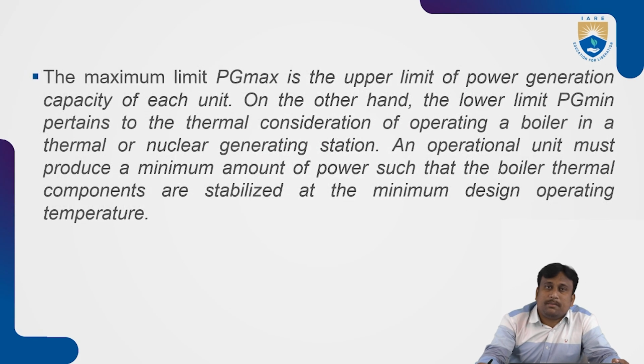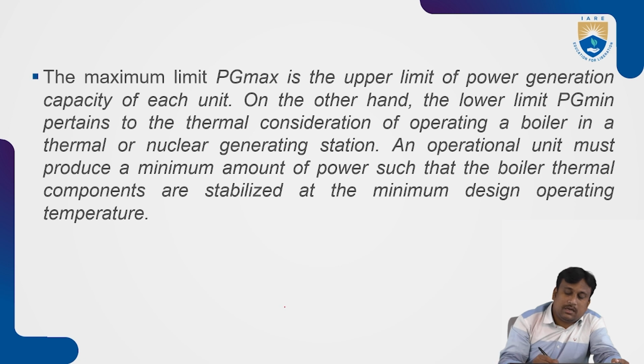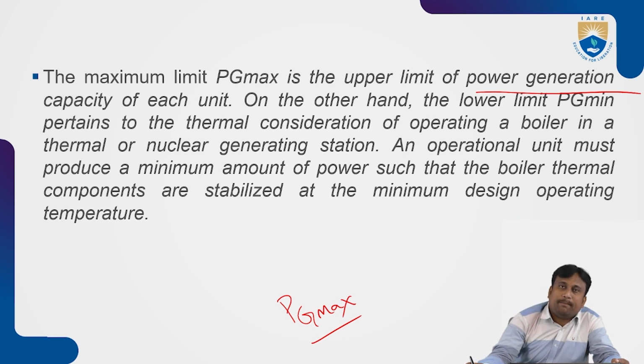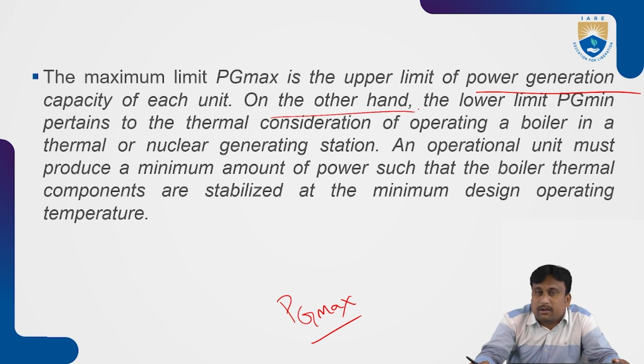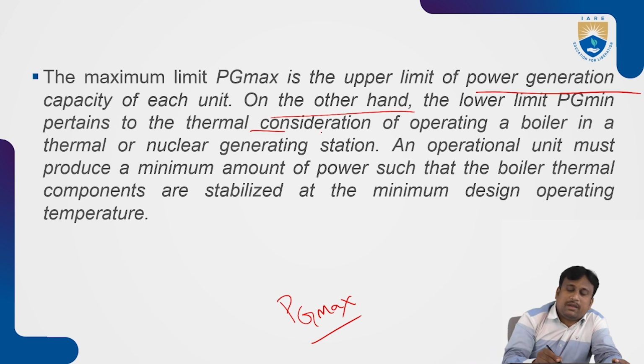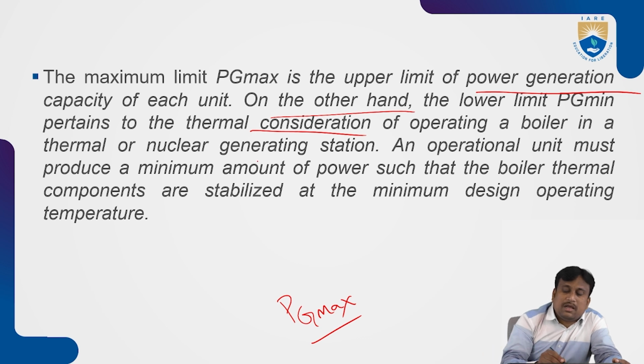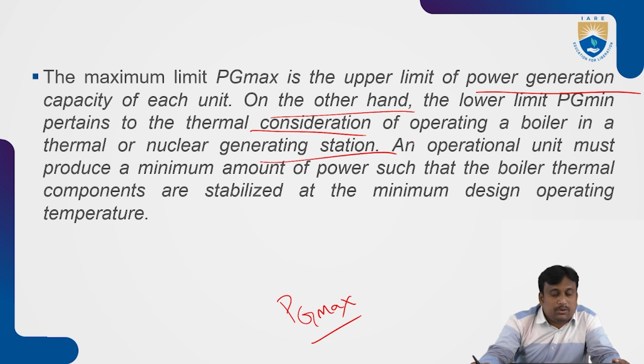The maximum limit for the power generation is Pg max, and the upper limit of the power generation capacity of each unit must coincide with it. In the case of the upper limit, the number of unit sections can be subdivided for the respective generator to meet the required load. On the other hand, the lower limit Pg minimum pertains to the thermal considerations of operating the given boiler.